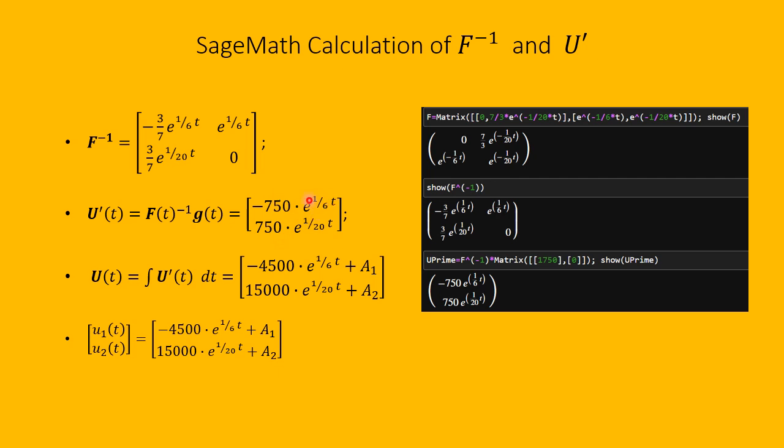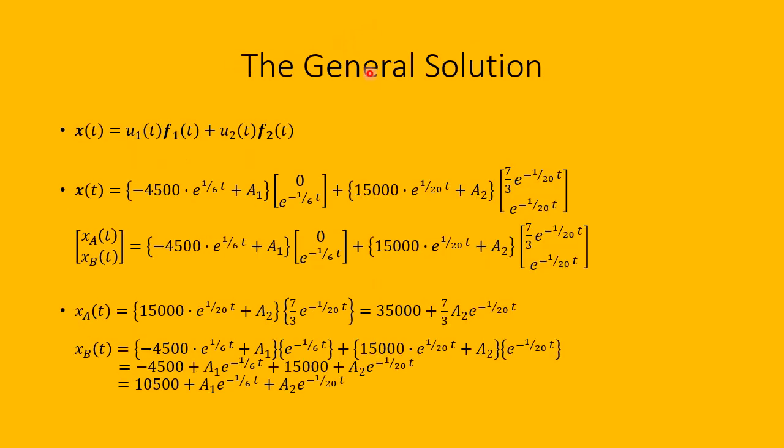If you integrate this first one up here, you get this plus an arbitrary constant a1. The integral of 750 e to the 1/20th t is 15,000 e to the 1/20th t plus an arbitrary constant of integration a2. So u1, u2 then is this column vector. a1 and a2, remember, are arbitrary constants. So now we can write down the general solution to the system of ordinary differential equations.